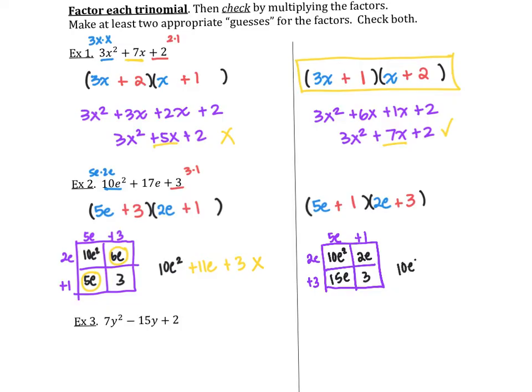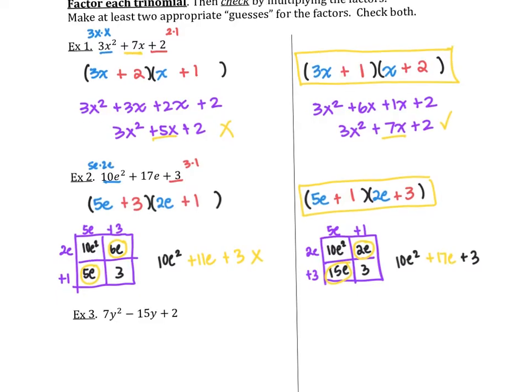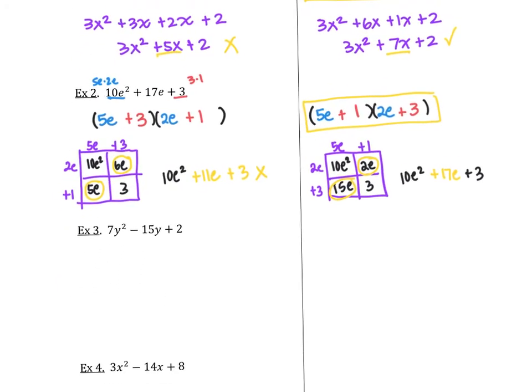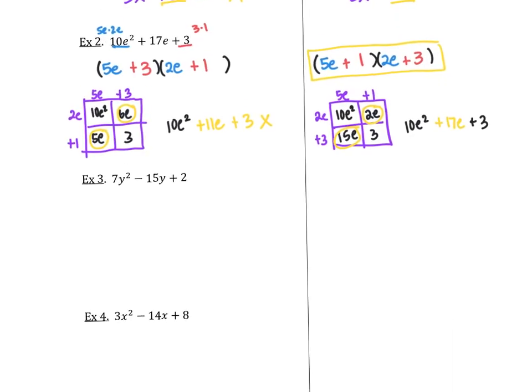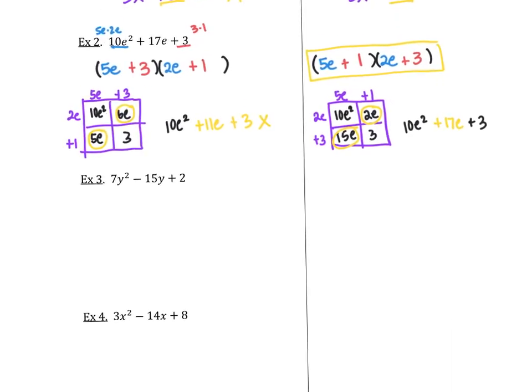So let's see if this one works. 10e to the second, 2e plus 15e is 17 e's. And then I still have the plus 3. Is that what I wanted? Yes. So since it checked, this was the correct factors for the given polynomial. Okay, and if I had guessed it right the first time, I still would have shown my work only because I'm asking you to check it 2 different ways.